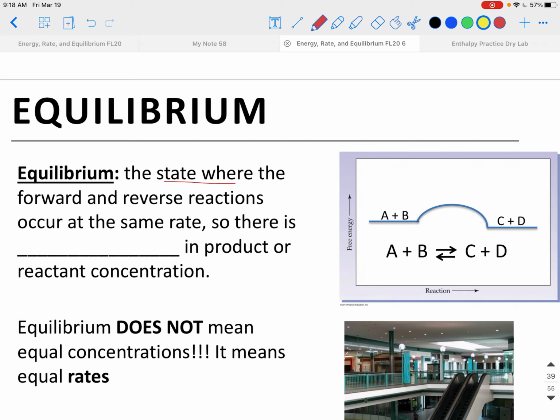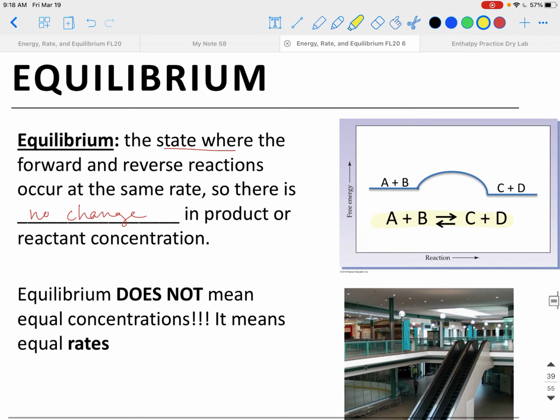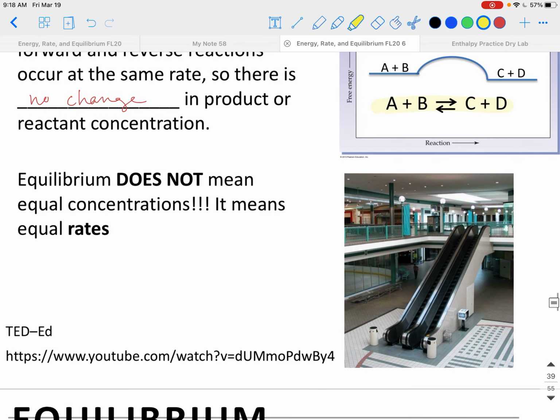The state where the forward and reverse reactions occur at the same rate, so there is no change in product or reactant concentration. All right, and again, we draw these reactions like this, the forward and the reverse with the double arrow. Okay, I'm going to hit this point again. Equilibrium does not mean equal concentrations. It just means equal rates.